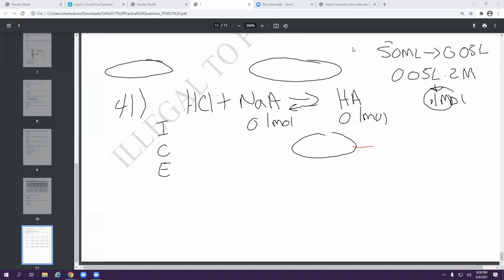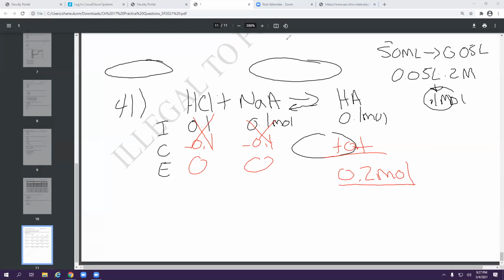With 41, guess what? The acid is also 0.1. So it all cancels out. Minus 0.1, minus 0.1, plus 0.1. Cancel out, 0, 0, 0.2 moles. However, can't have that, right? So I divide by the total volume. If you do the work, the total volume will be 2 liters. This will give you 1.